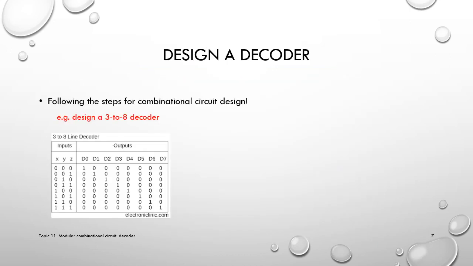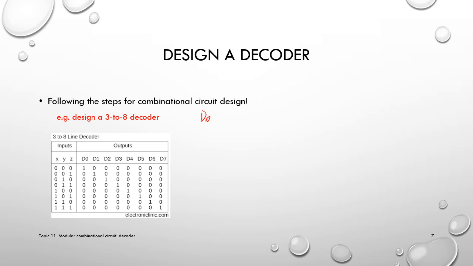Now let's look at how to design a decoder. Basically, you just follow the same steps as we talked about in lecture 7 for combinational circuit design. The first step is to understand the project, but here it's very clear. We want a 3 to 8 decoder. Step 2, get the truth table. We already have the truth table, so we can directly move to step 3, which is to find the Boolean expression for each output. We have 8 outputs here, so we need one expression for each one.